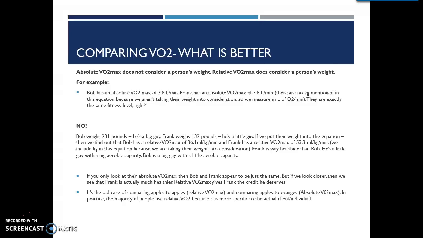Frank is way healthier than Bob. He's a little guy, but he has a big aerobic capacity. Bob is a big guy with little aerobic capacity. If you only look at absolute VO2 max, then Bob and Frank appear the same. But if we look closer and we use a relative term, we can actually understand which athlete is more superior.